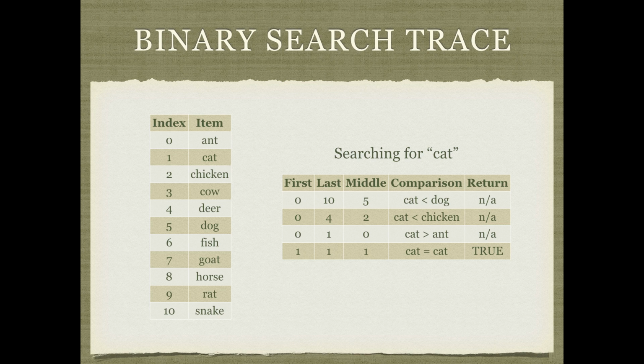Because cat is still less than chicken, we now have to look at the array from 0 to middle minus 1, so it's now 0 to 1. So 0 to 1 is ant and cat, but because of integer mathematics, 0 plus 1 divided by 2 is actually 0. So we compare against the value at index 0, which is ant. Cat is greater than ant, so first now becomes middle plus 1. So now the array is 1 to 1, which is only one value, and that is the value that we're looking for, so we return true.